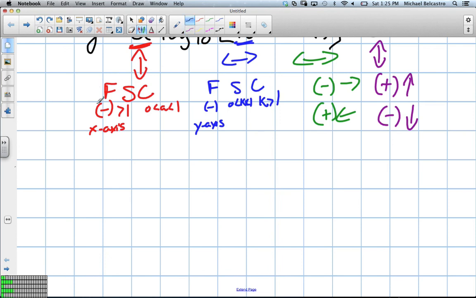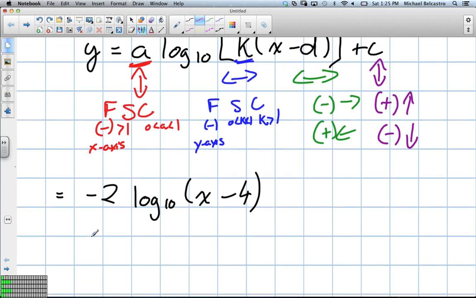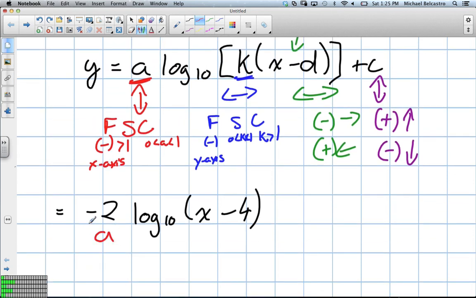So let's say they've given us something in this example, -2 log 10 x minus 4. They've given us this value here, so we're just going to quickly jump through it. Do we have an a value? Yeah, it's -2. Right away, because it's negative, what's it going to do? Reflection on the x-axis. It's going to flip, and it's 2, so what's it going to do? Stretch. So I put F for flip and S for stretch.